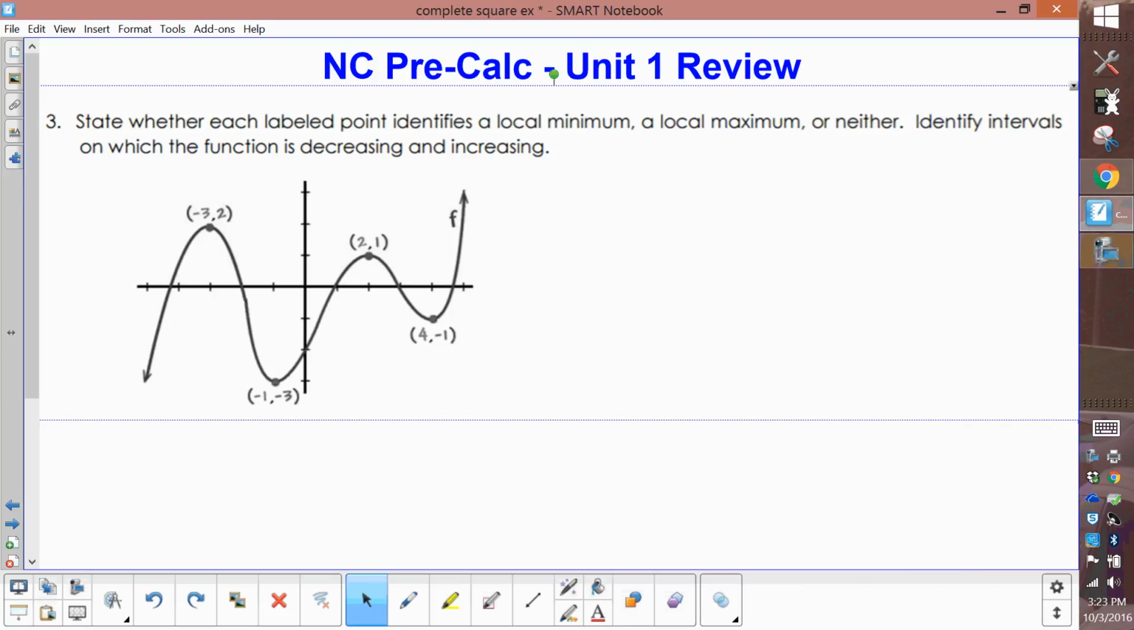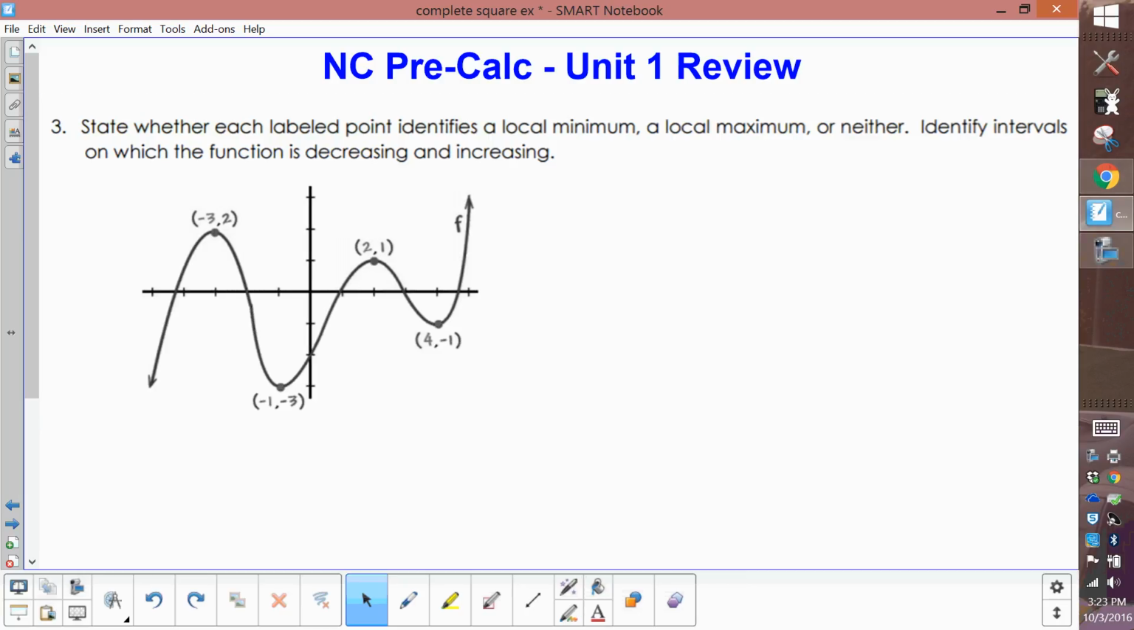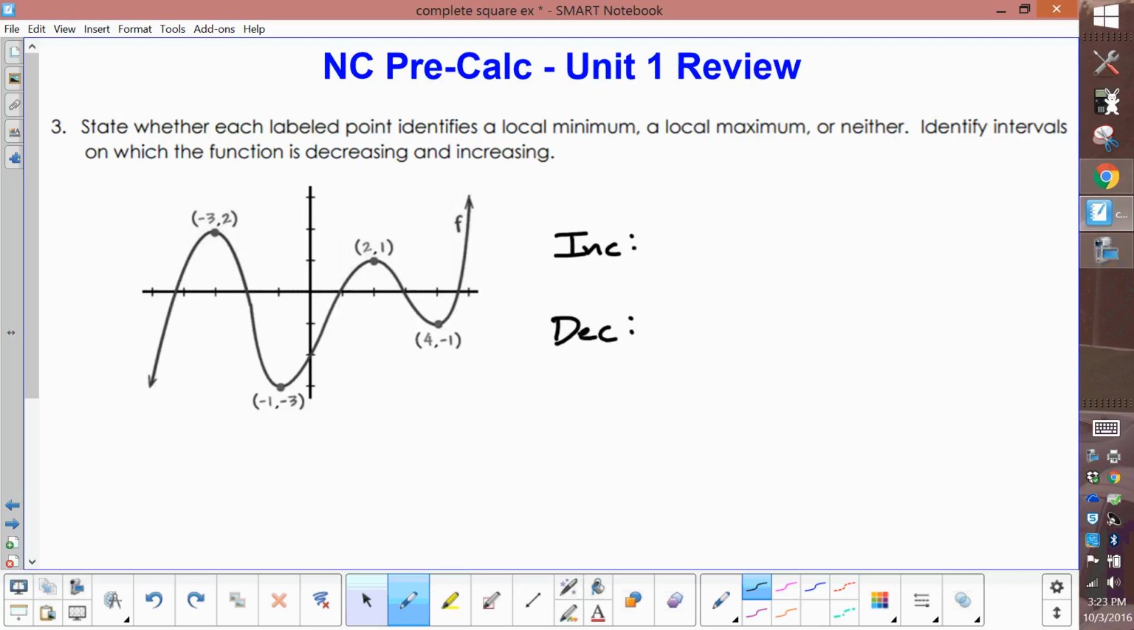Okay, this is from Unit 1 review. This is question number 3. We're going to talk about increasing and decreasing graphs here. And so over here on the right, I'm going to say increases on what intervals, decreases on what intervals.